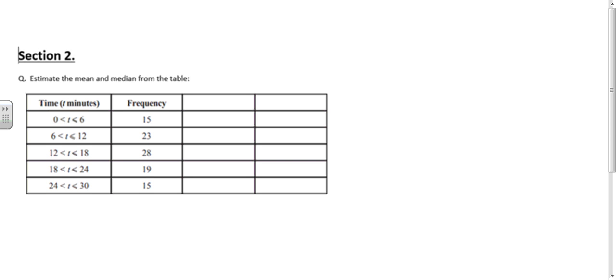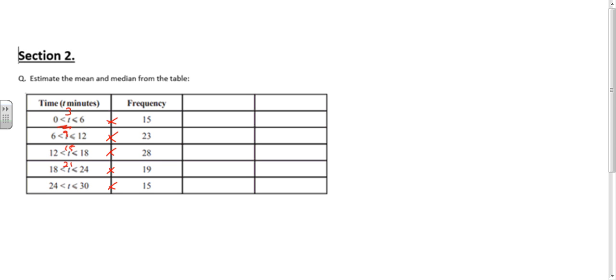So the first thing we're going to do is estimate the mean. In the last section we did this thing here times by 15. The issue we've got now is there is no single number over here. So what we've got to do is find the midpoint. The midpoint of 0 and 6 is 3. The midpoint of 6 and 12 is 9.